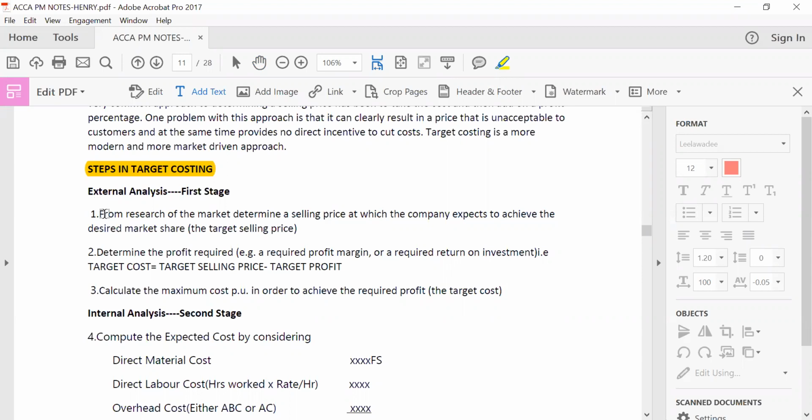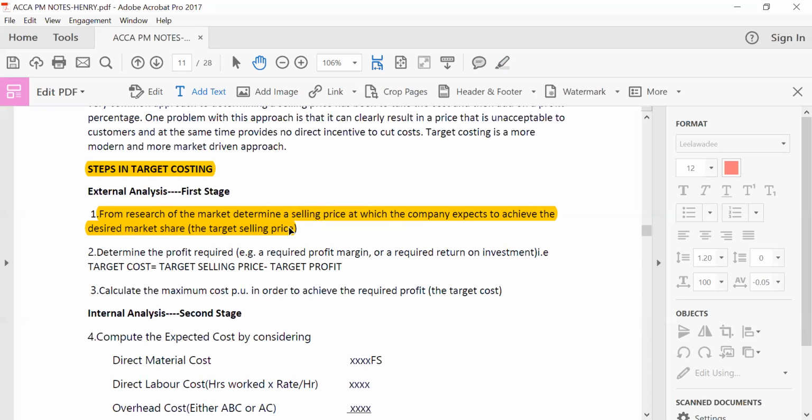So what we tend to do is, from research of the markets, as you go to the markets through surveys, determine the selling price at which the company expects to achieve the desired market share, or the target selling price. Do not forget that we are not operating in a monopoly market where there can be price discrimination, right? Here, information is available to customers, producers, buyers, and sellers. We all have that, so you cannot deceive me.